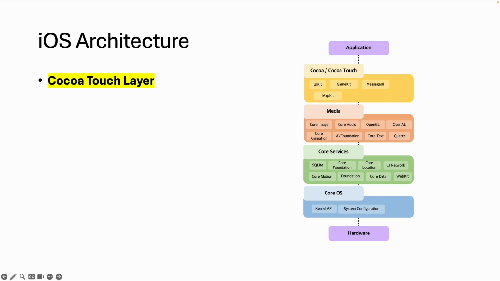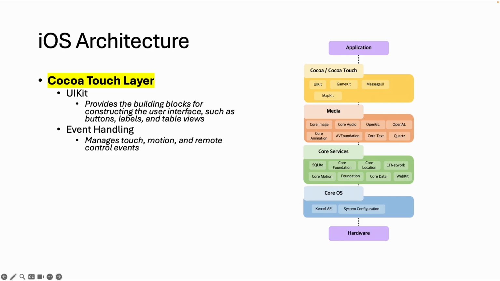Welcome back. Let's talk about the Cocoa Touch layer, which is the top layer from the application side and contains all the user interface elements. If you are using an iOS device, an iPad, or any device with a touch interface, then it's called Cocoa Touch. But on macOS, for example, it's called Cocoa. The most important framework is the user interface kit, which contains all the building blocks for the user interface, such as buttons, labels, forms, table views, etc.